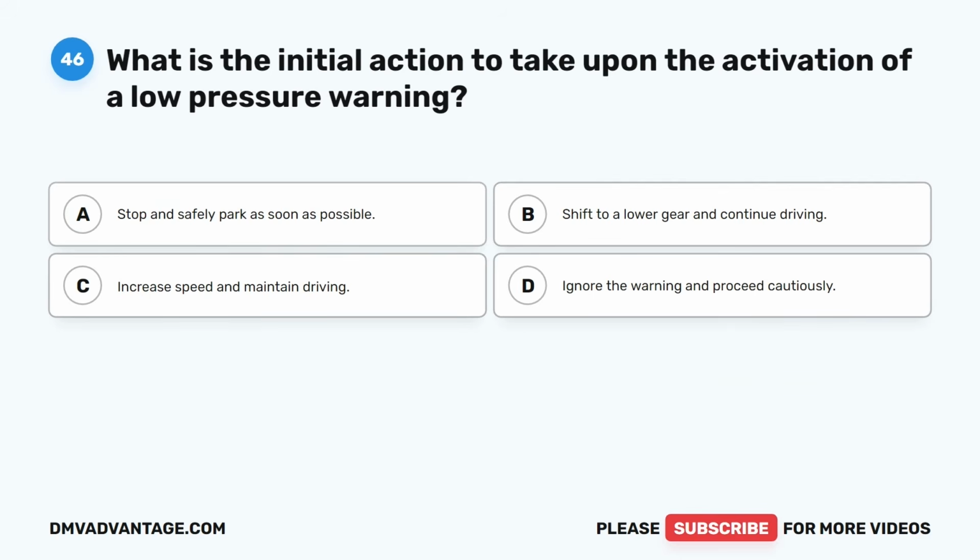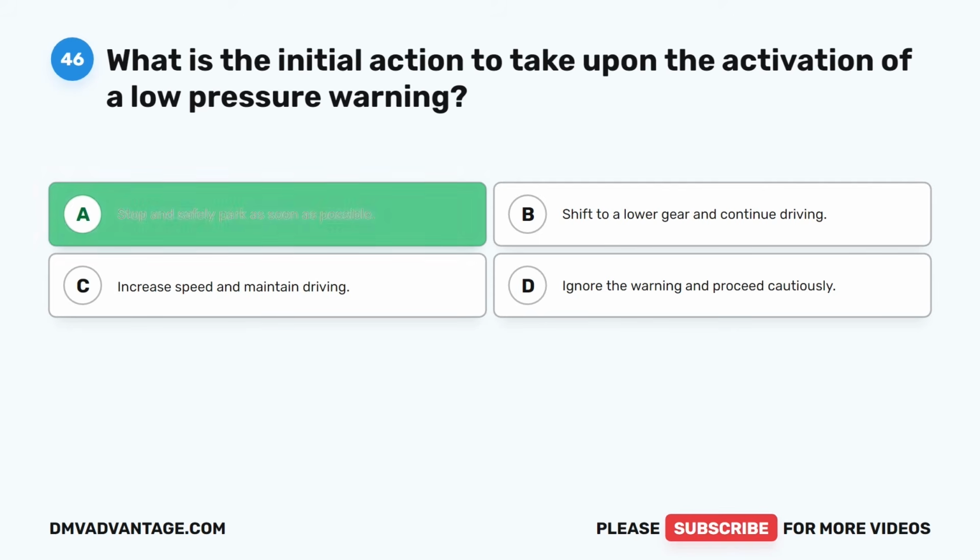Question 46. What is the initial action to take upon the activation of a low pressure warning? A. Stop and safely park as soon as possible. B. Shift to a lower gear and continue driving. C. Increase speed and maintain driving. D. Ignore the warning and proceed cautiously. The correct answer is A.